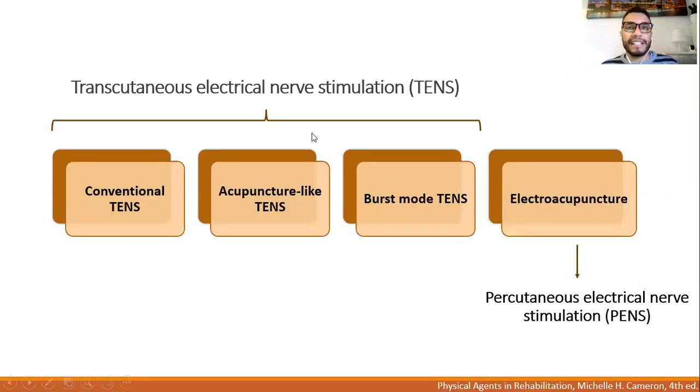We basically have TENS. TENS is the most famous one, which means transcutaneous electrical nerve stimulation. There are basically these types of TENS: conventional TENS, acupuncture-like TENS, and burst mode TENS. There are other types that we won't cover in this lecture, for example, breathing TENS. Those are the three most used types. And there is also electroacupuncture, which is called PENS, which stands for Percutaneous Electrical Nerve Stimulation.